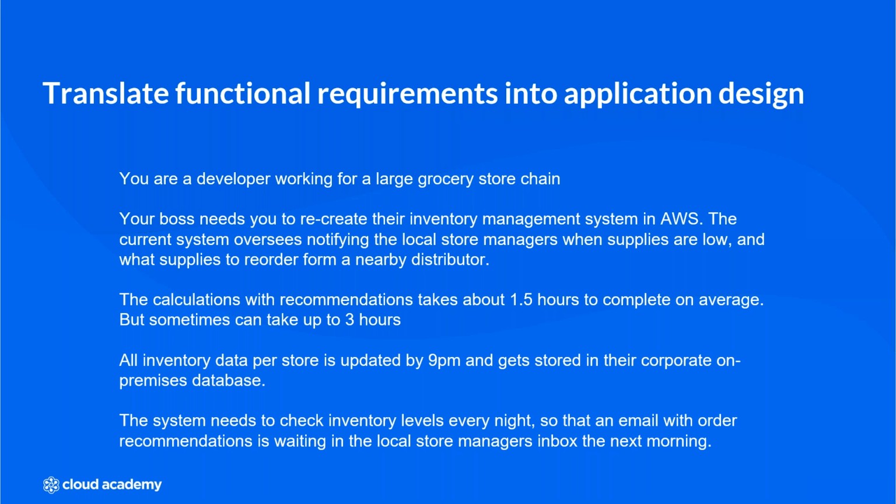You're a developer working for a large grocery store chain. Your boss needs you to recreate their inventory management system in AWS. The current system oversees notifying the local store managers when supplies are low and what supplies to reorder from a nearby distributor. The calculations with recommendations take about an hour and a half to complete on average, but sometimes can take up to 3 hours. All inventory data per store is updated by 9 p.m. and gets stored in their corporate on-premises database. The system needs to check inventory levels every night so that an email with order recommendations is waiting in the local store manager's inbox the next morning.